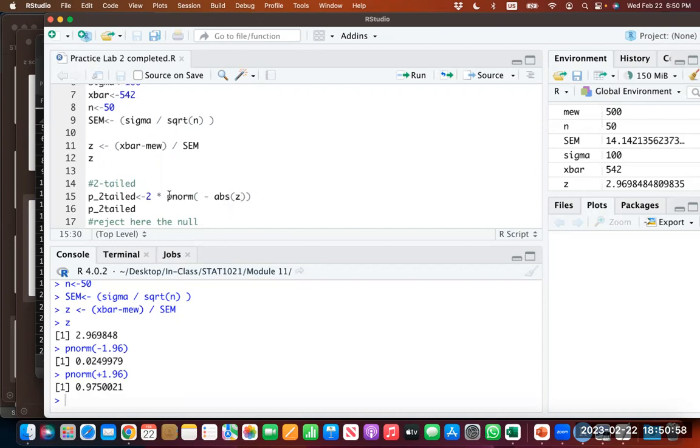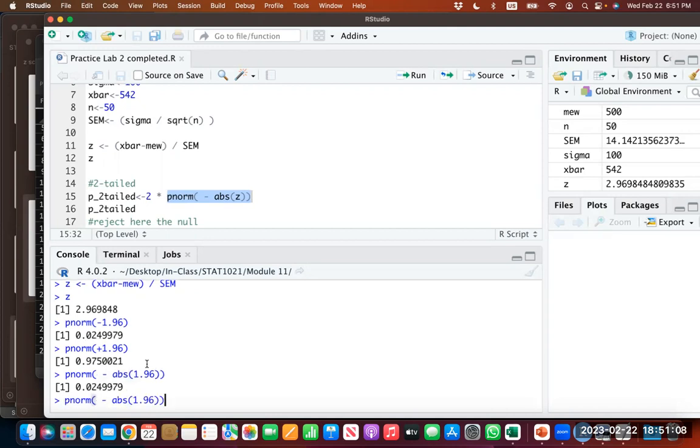Doing that basically gets you for P norm. So if you do P norm of absolute 1.96, gets you 0.025, and P norm of minus 1.96 also gets you 0.025. Yes. I understand if you do absolute value there, then you're putting in another level.